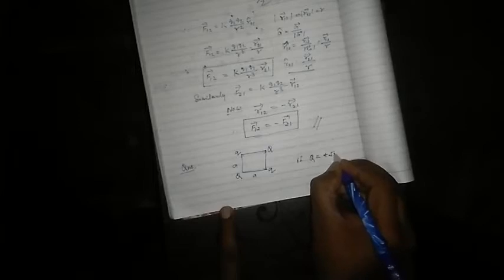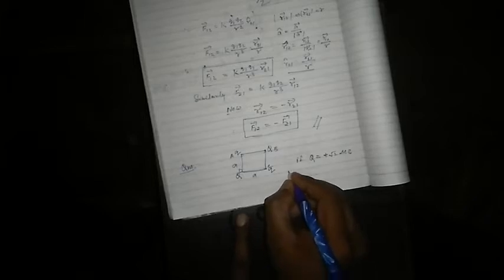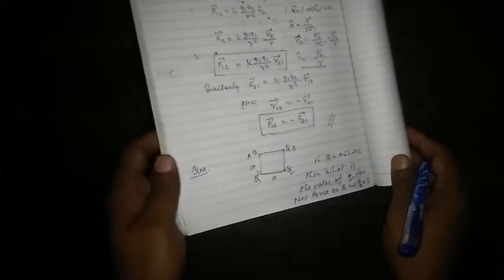Suppose capital Q is plus root 2 microcoulomb, and the points are A, B, C and D. Then what is the value of small q for which the net force on B, that is FB, is 0? Now I am going to solve this question.